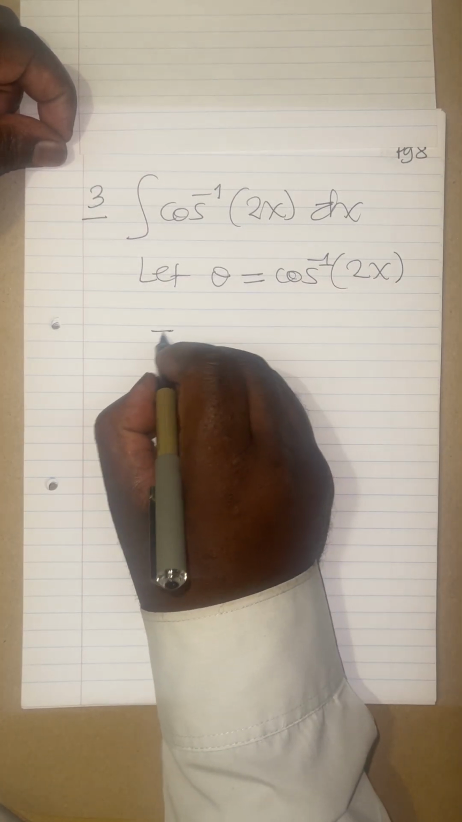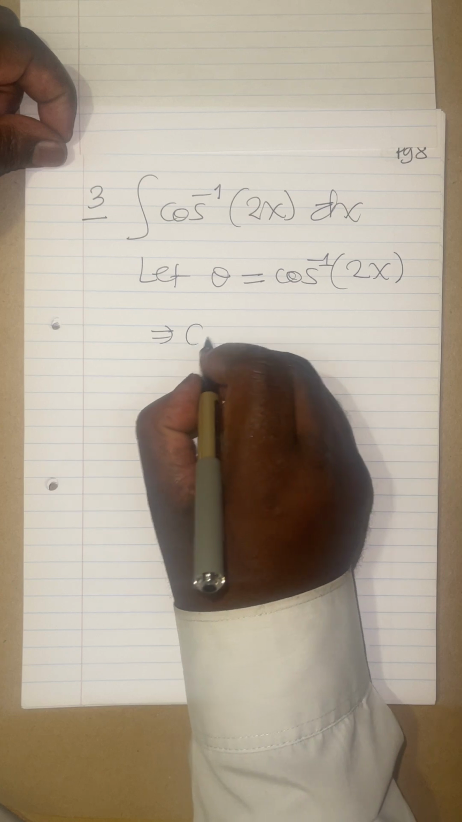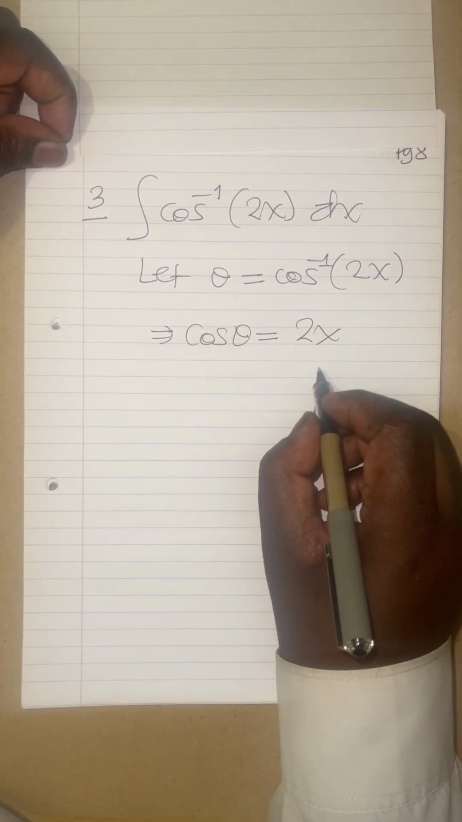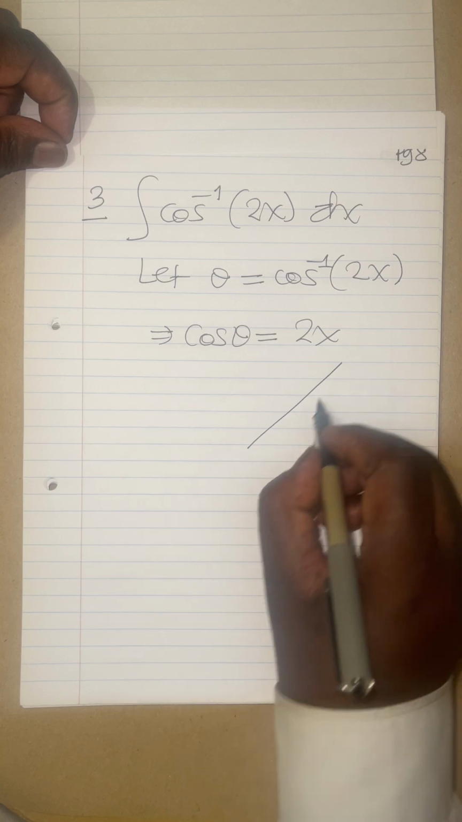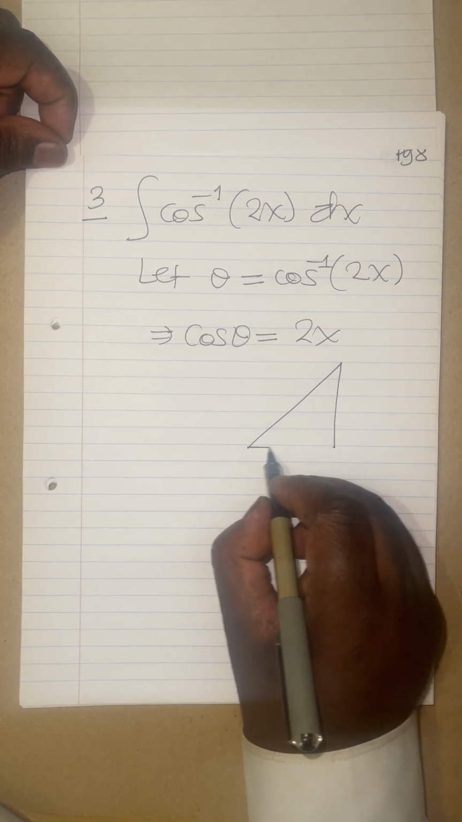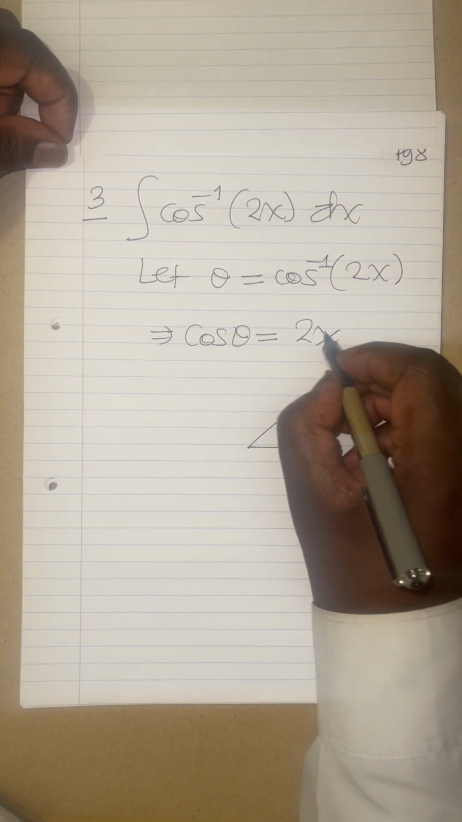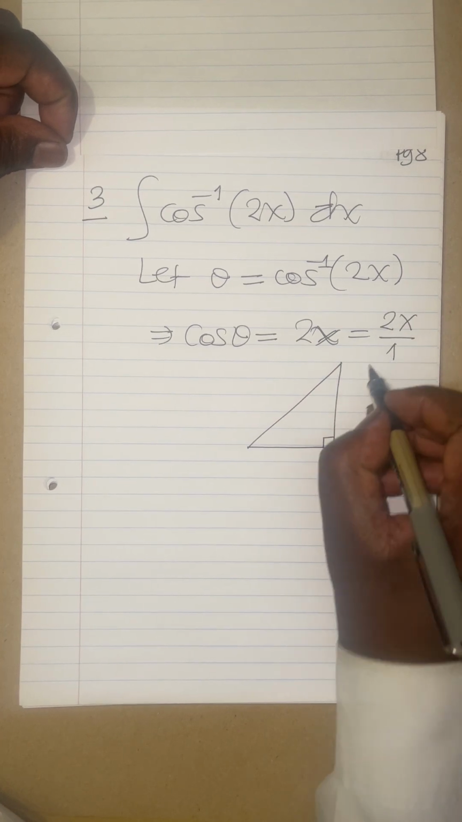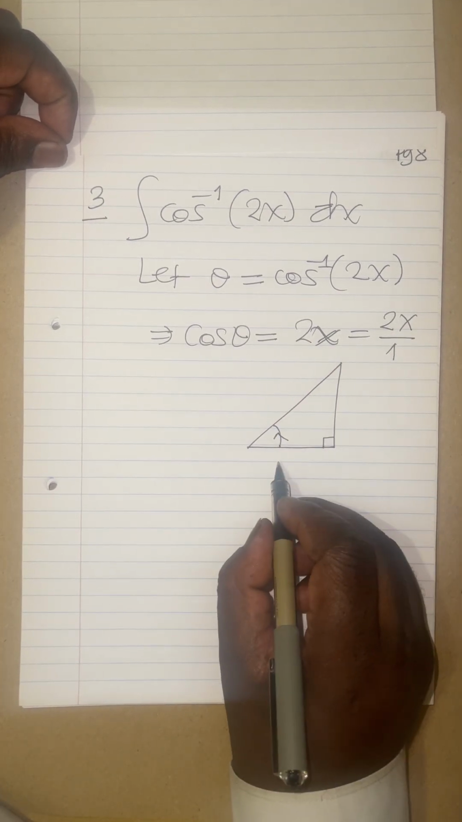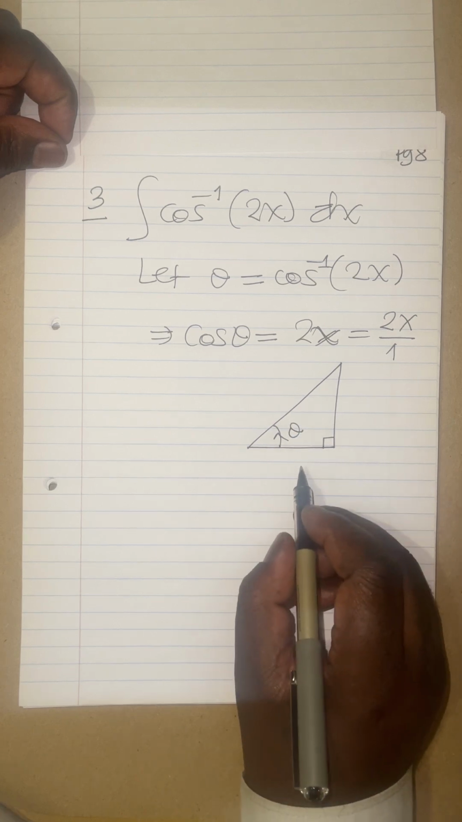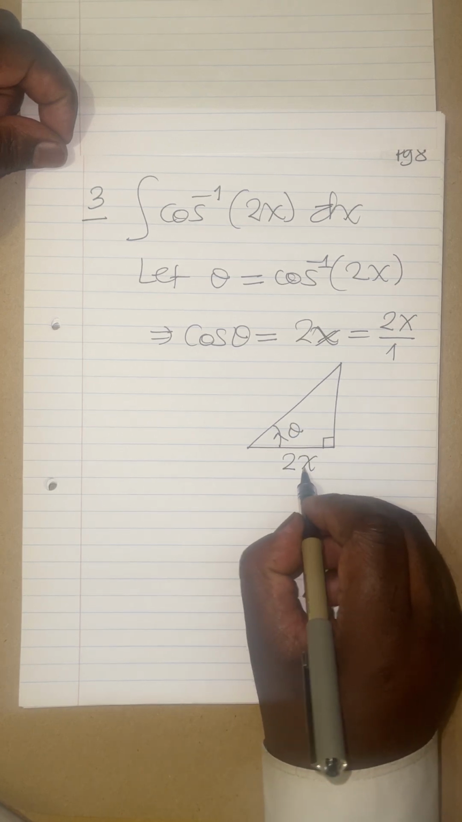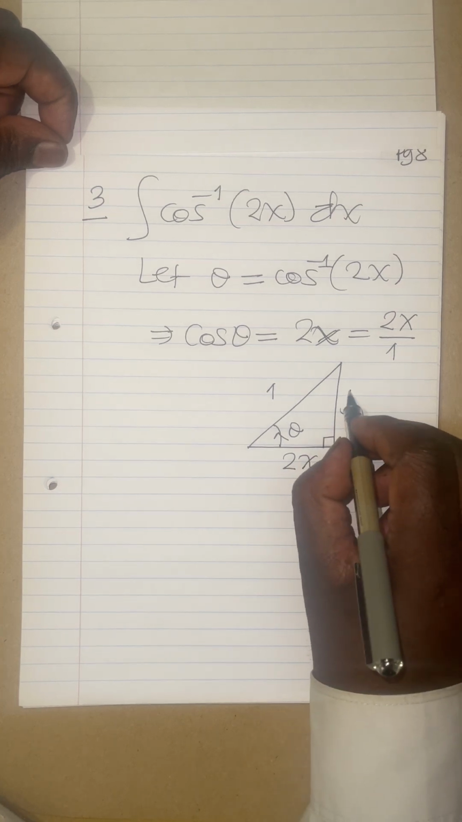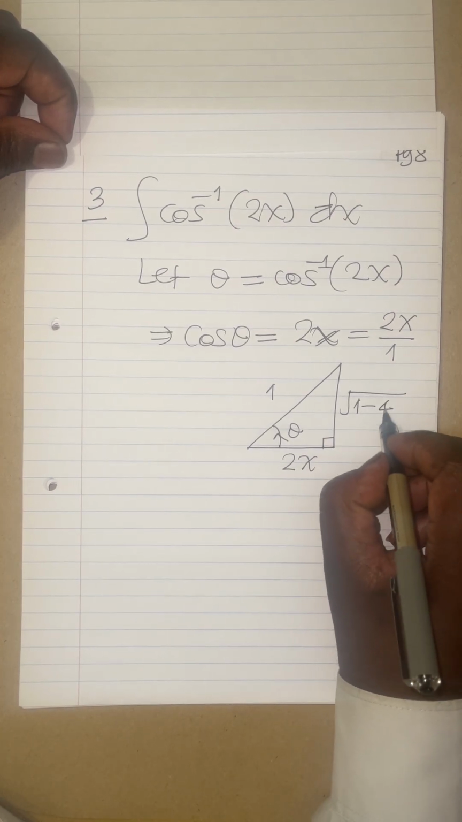This, you agree with me, means or implies that cos of theta is actually equal to 2x. Again, going to a right angle triangle and talking about theta in there. And this can also be written as 2x over 1. And by definition, cosine will be adjacent over hypotenuse. That's your theta. This will be the adjacent side. The hypotenuse side must be that one. By Pythagoras theorem, this will be 1 minus 4x squared.